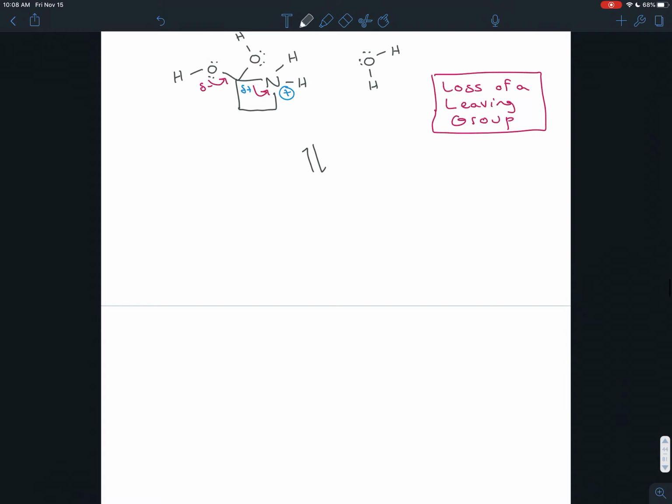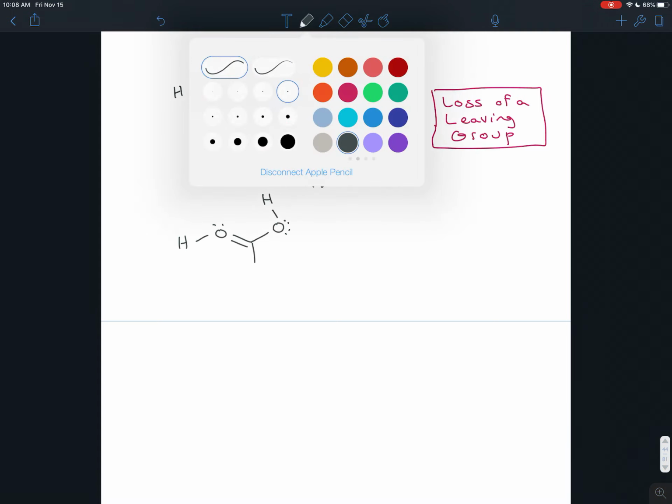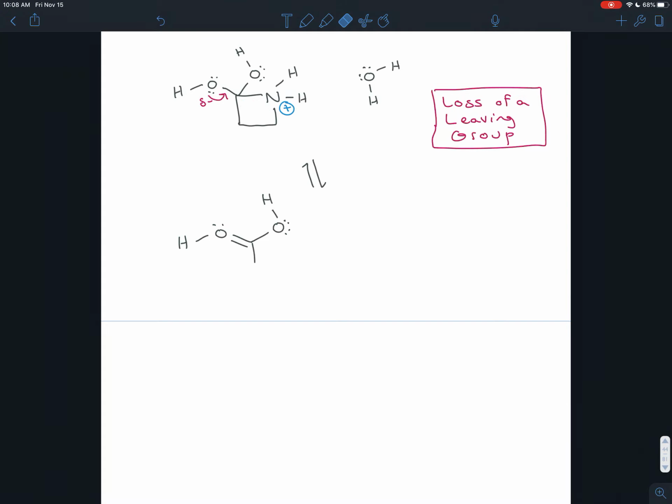And when that leaving group leaves, we end up with a double bond here. So we still have the hydrogen, still have the oxygen. We have a double bond to this carbon in the ring. The other OH is still there. Notice how many carbons we have. So we have 1, 2, 3, and then the nitrogen. And the nitrogen has 2 hydrogens on it, and so 3 bonds. So it is now stable and doesn't have a charge.